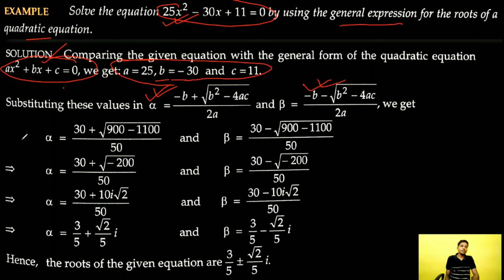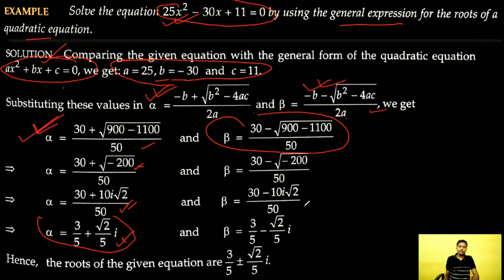If we put the values of a, b, c in alpha, then we will have this. The expression under the root is negative, so this is a complex number. This is our alpha. Similarly, if we put the values of a, b, c in beta, we will have this, and since the expression under the root is negative, this is an imaginary number, a complex number. So both alpha and beta are complex numbers.